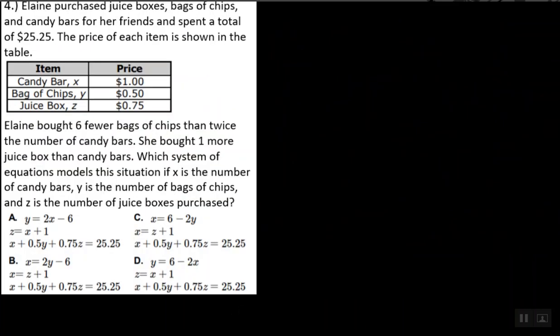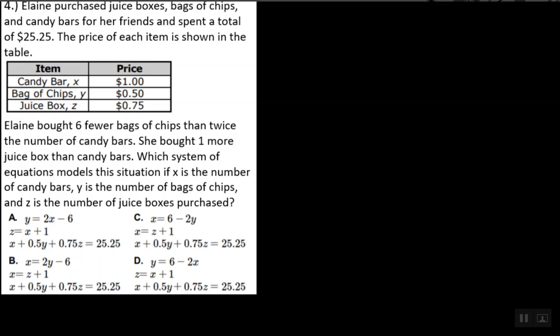Okay, for number 4 it says this: Elaine purchased juice boxes, bags of chips, and candy bars for her friends and spent a total of $25.25. Now it's a very wordy problem. So let's just kind of go through here and let's talk about everything.